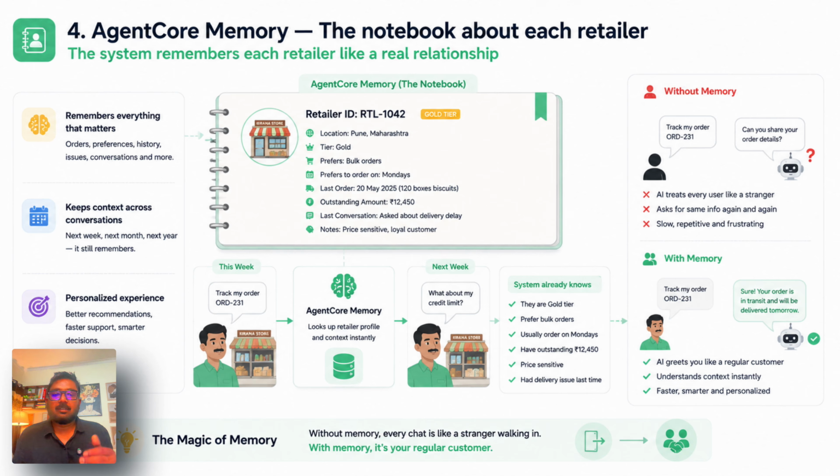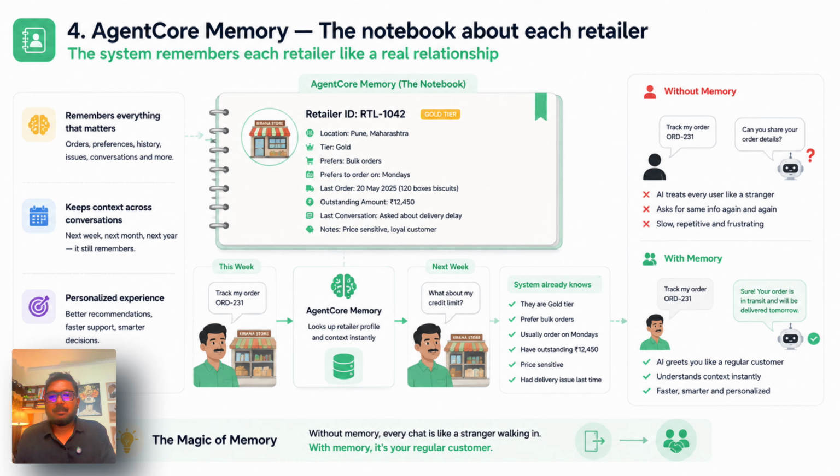The customer is a retailer gold tier agent, right? And prefers bulk orders, usually orders on Mondays. All these things are stored in AgentCore Memory. If you think about it, without memory, what will happen? That AI will treat every user like a stranger, like it doesn't know about that user. Ask for the same info again and again. That will irritate the user.